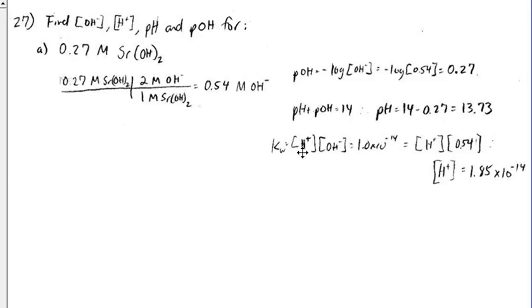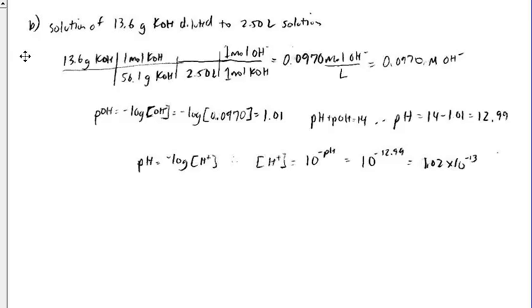And since Kw is equal to the H⁺ concentration times the OH⁻ concentration, and that's also equal to 1.0 times 10 to the negative 14th, the equilibrium constant for water, you can substitute in the concentration for hydroxide and then find out that the hydrogen ion concentration is very small, 1.85 times 10 to the negative 14th.